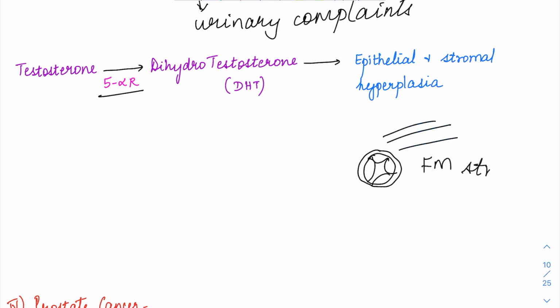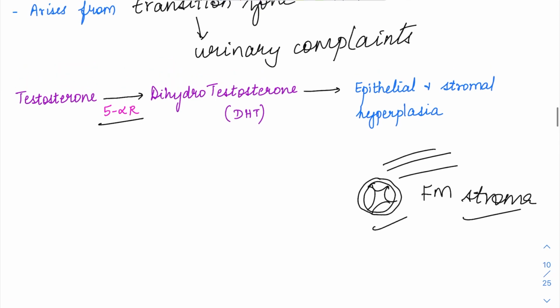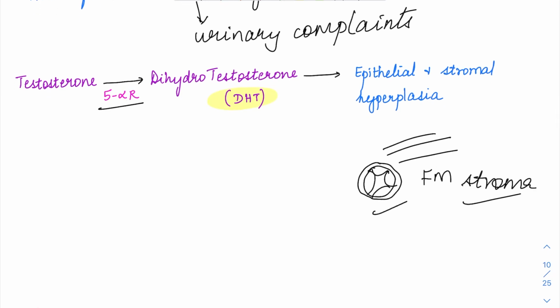Okay, so both the components will be undergoing hyperplasia in a nodular hyperplasia of the prostate. And which is the one which is responsible for this? It is going to be dihydrotestosterone and not testosterone. Remember, this is a very important MCQ again. So dihydrotestosterone is the one which is responsible for nodular hyperplasia.